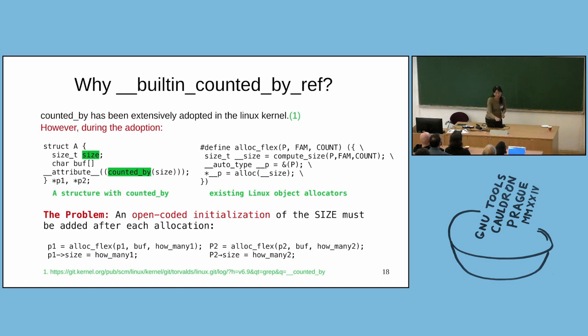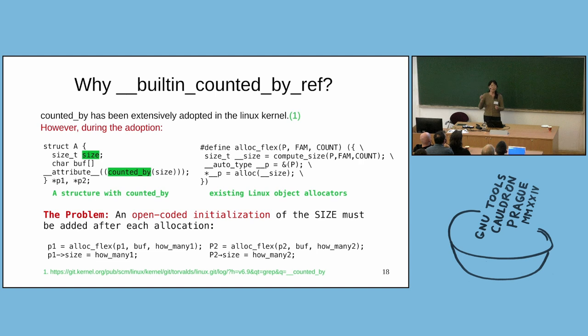So from the structure A, the structure with counted by on the left side. Before the counted by attribute was added, the Linux kernel has a macro allocator, an object allocator, as I explained on the right side, without the size information for the flexible array. Yeah, it just allocates the size and then assigns it to the pointer. So that's the current allocator in the Linux kernel.